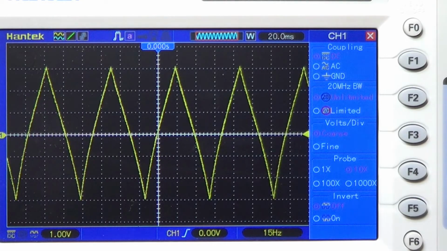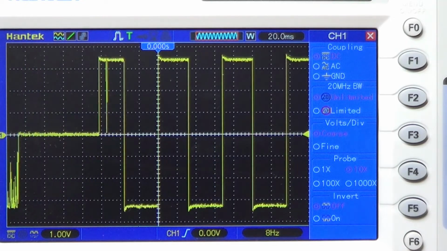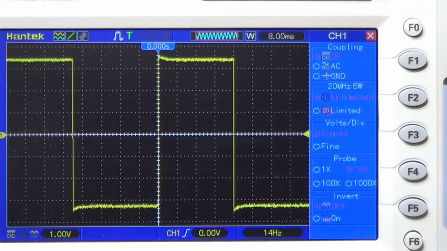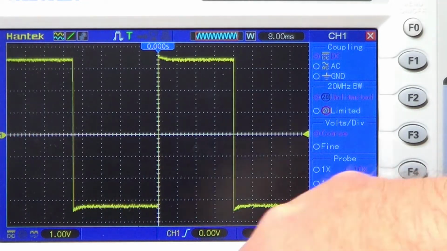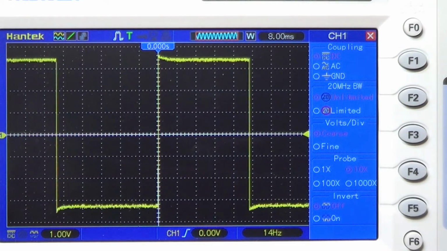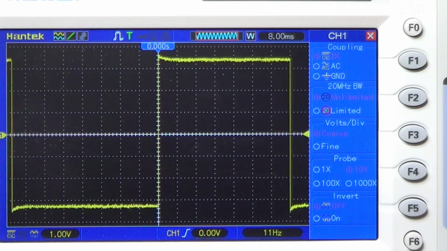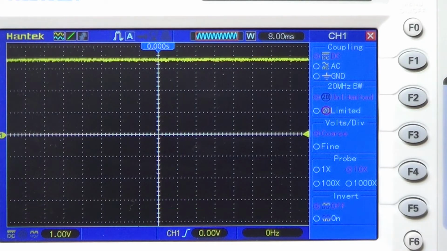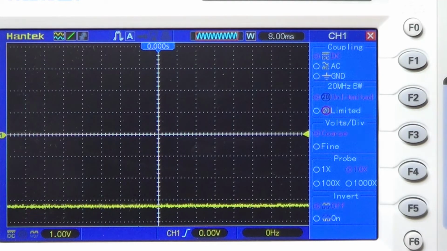Now let's switch to the square wave, so you can see that one too. There it is. It's pretty good, I would say, and the frequency is the same, 14 Hz. Now let me slow it down. Let's see if we can go to the minimum we already observed for the other one.